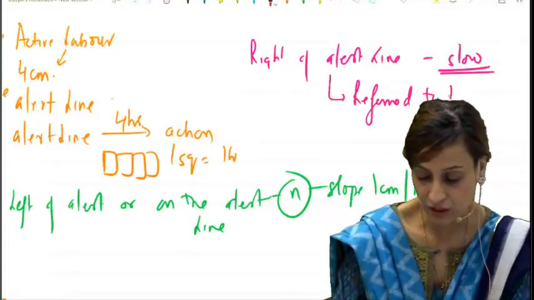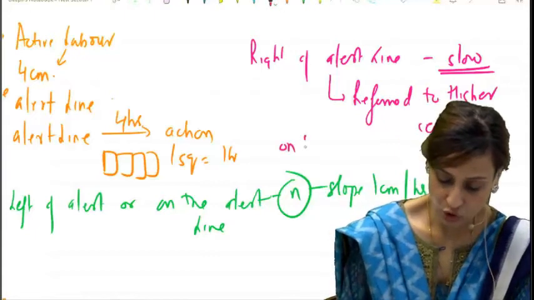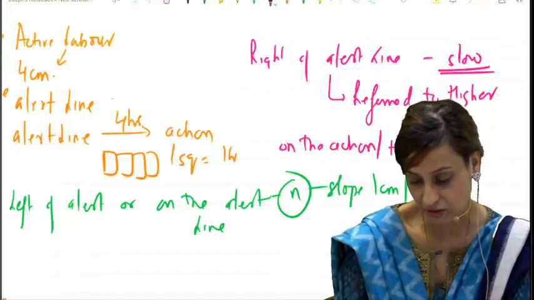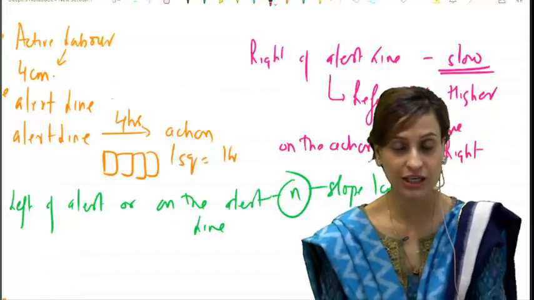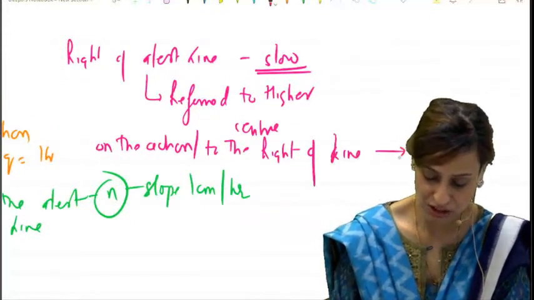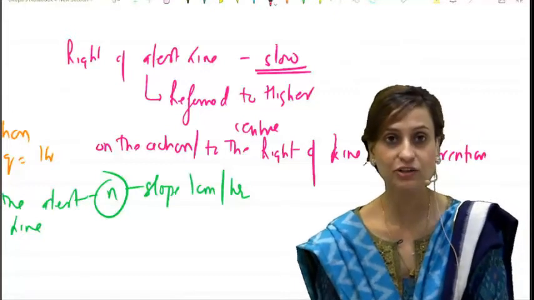Whereas in case the graph lies on the action line or to the right of the action line, it means this patient needs intervention now. So not only is it slow labor, but it also needs intervention.